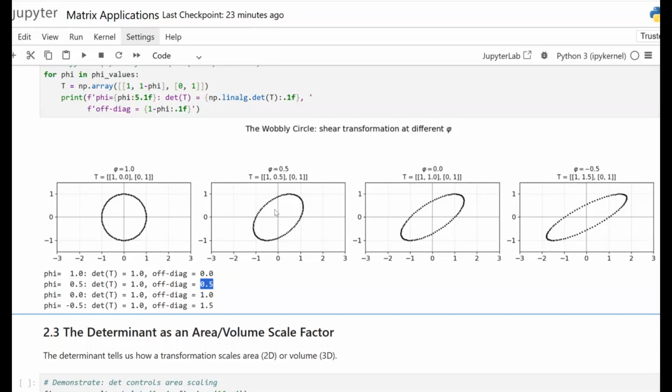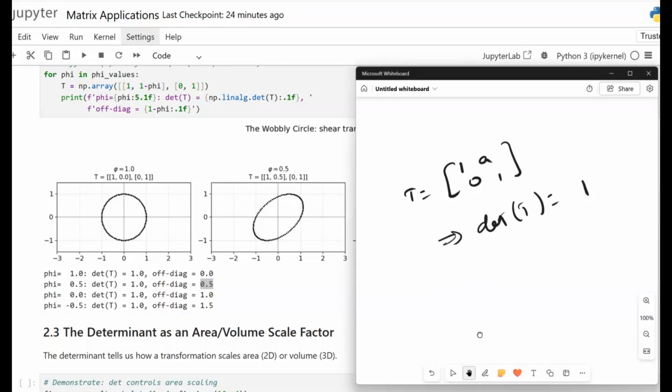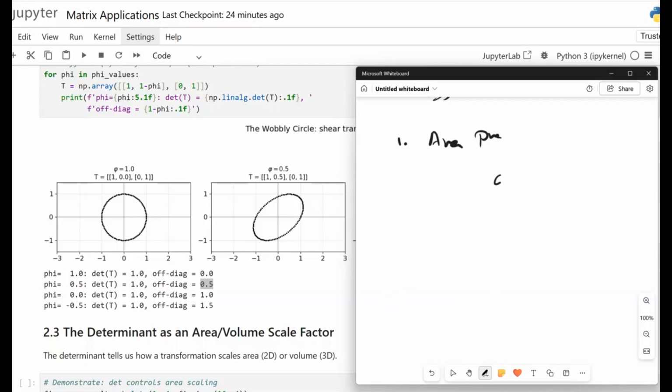So the area of the circle, the area of this ellipse, of course, this is the wobbly circle. Yes, the area is preserved, but the shape changes accordingly. So this is the shear transformation, one of the fundamental transformation types. With this, dear friends, I have to specify one important aspect. When executing this code, it gives us area preservation, that is, the determinant of T is equal to 1. So the area is unchanged. Even though the shape distorts, its area remains constant.